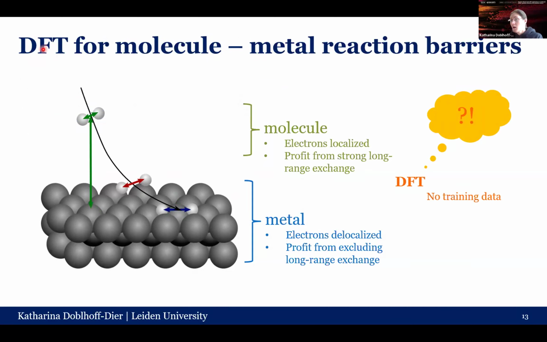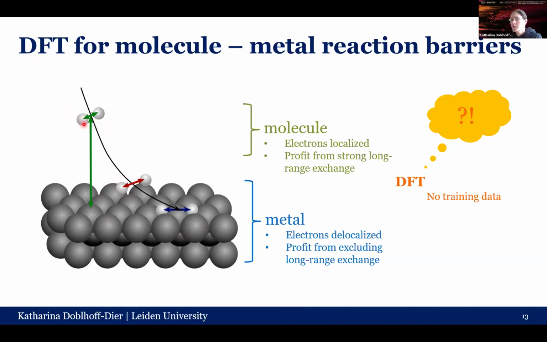But DFT will very likely struggle for this composite system of molecule and metallic surface. And the reason is very simply that they have very different properties. In a molecule, my electrons are relatively localized, while in the metal, they are very delocalized. And that translates also in different requirements for the exchange correlation functional.